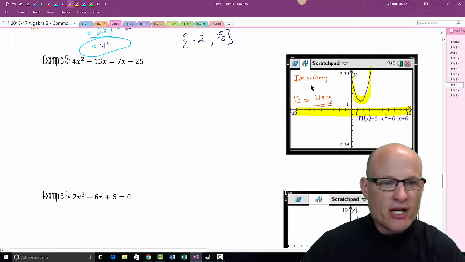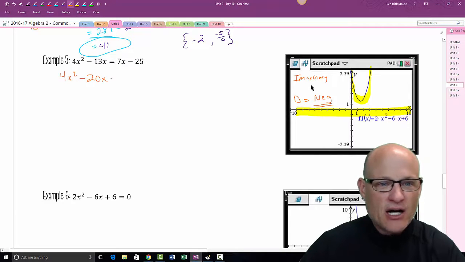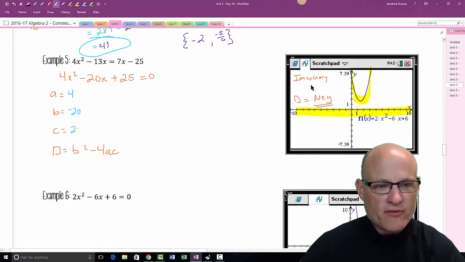So let's clean this thing up. We're going to bring everything to the left side. So I get 4x squared minus 20x plus 25 equals 0. A equals, B equals, C equals, and capital D equals B squared minus 4AC. A is 4, B is negative 20, C is 25. So let's see what we got here. Negative 20 squared is 400.